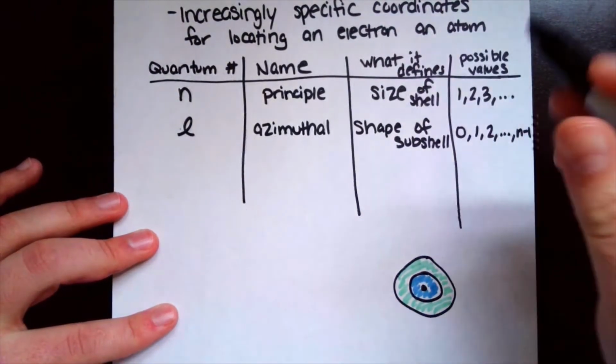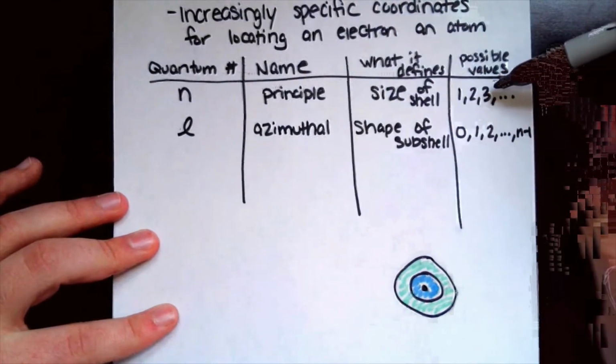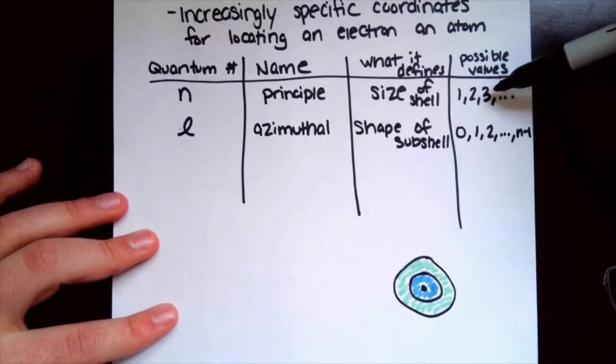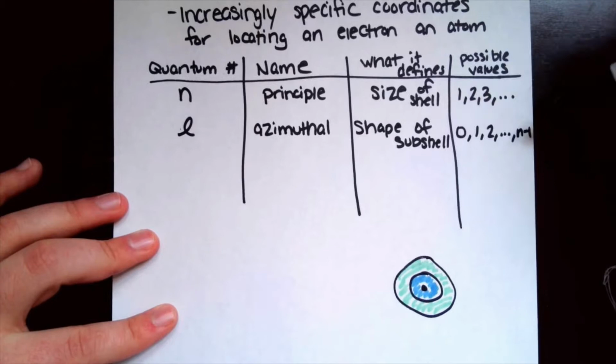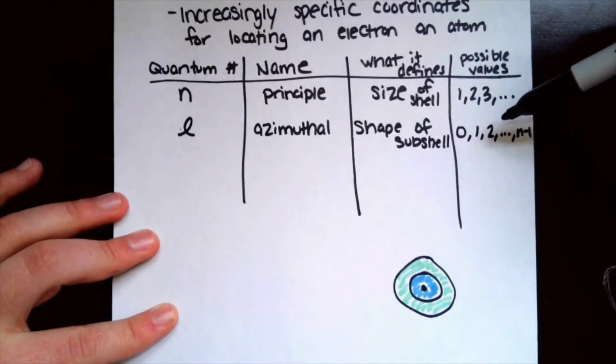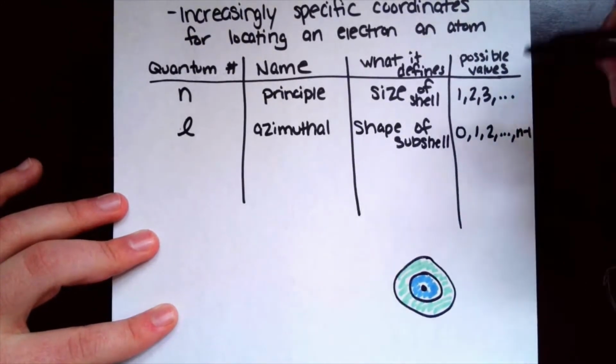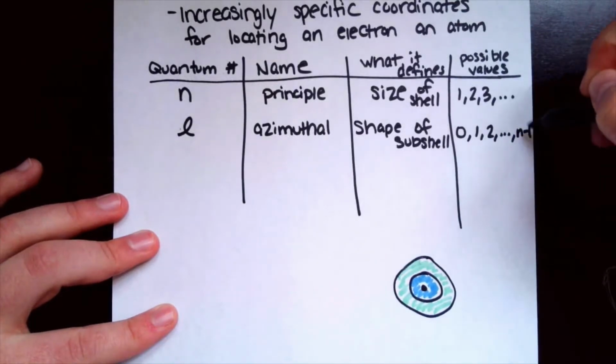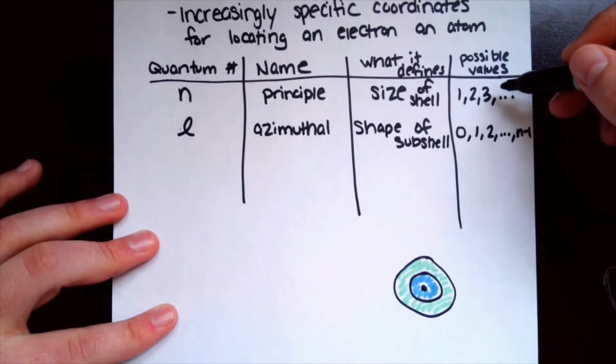So what does that mean? Well, let's say our n value is 3. If our n value is 3, then n minus 1, 3 minus 1 is 2. So that means that L could be 0, 1, or 2, but that's it, right? It can't go beyond 1 less than whatever the n value is for that electron.